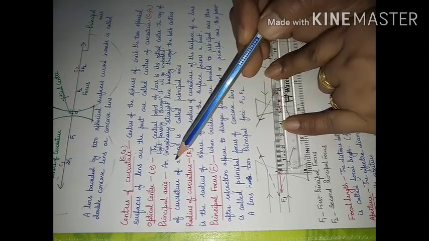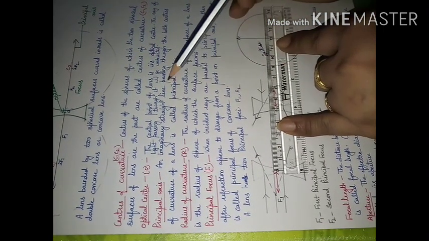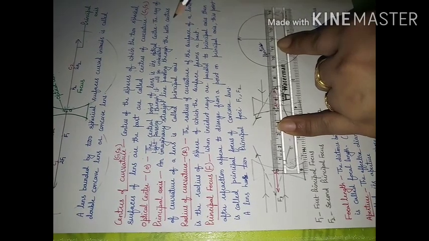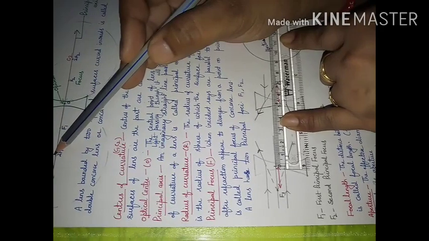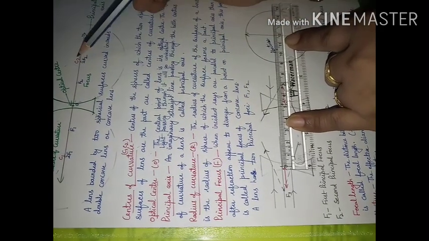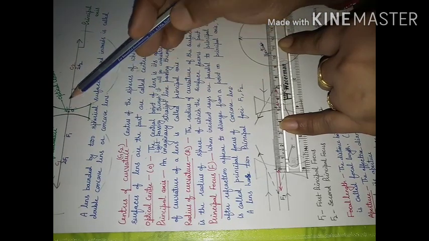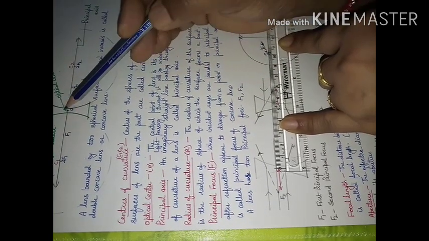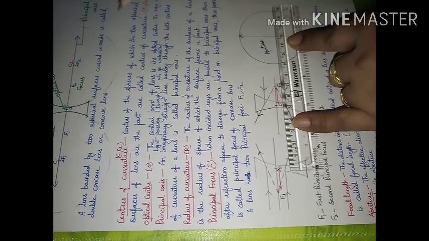Next is the principal axis. The principal axis is an imaginary straight line that is joining both the centers of curvature of the lens. This is one center of curvature C1, this is another center of curvature C2. So this line that is joining the centers of curvature and the optical center will be known as the principal axis.